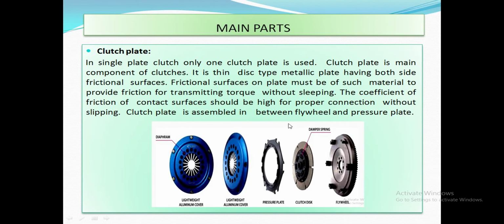These are the main parts of single plate clutch. First part is clutch plate. In single plate clutch, only one clutch plate is used. Clutch plate is the main component of clutches. It is a thin disc type metallic plate having both side frictional surfaces. Frictional surfaces on the plate must be of such material to provide friction for transmitting torque without slipping. The coefficient of friction of contact surfaces should be high for proper connection without slipping. Clutch plate is assembled in between flywheel and the pressure plate.